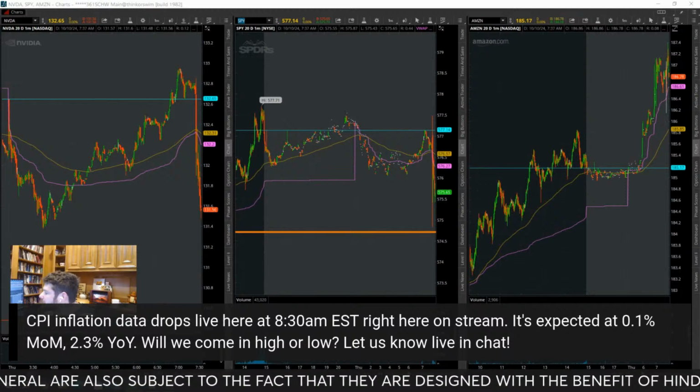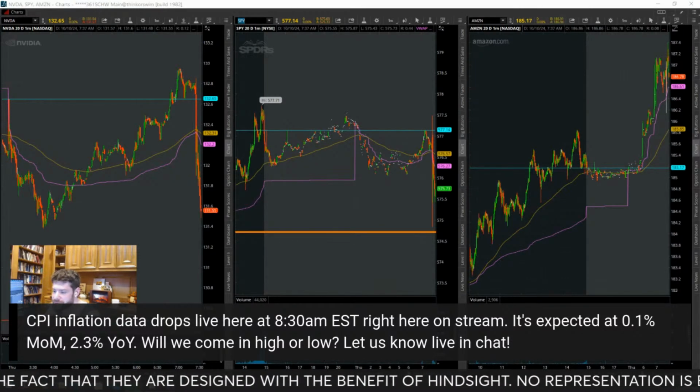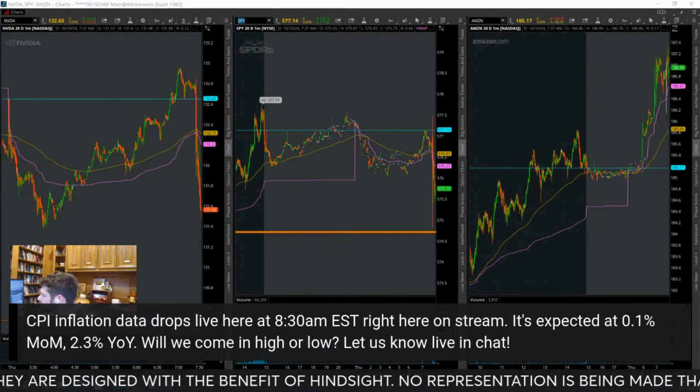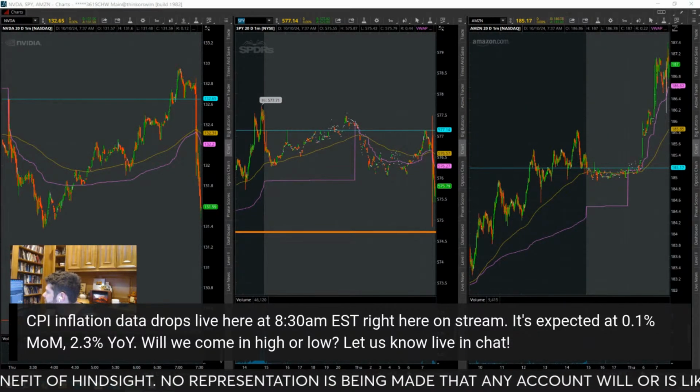The number was 2.4% year to year, 0.2% month to month. I'm going to put it up on screen. Sorry, I forgot to put this up on screen. Again, 2.4% year to year, 0.2% month to month is what we showed up as for inflation data.